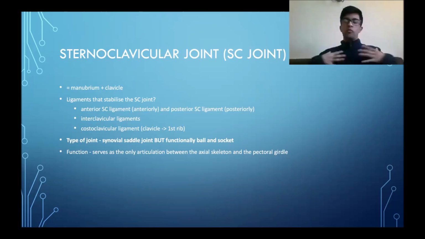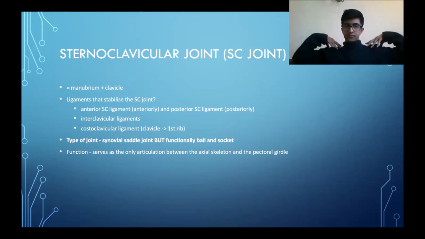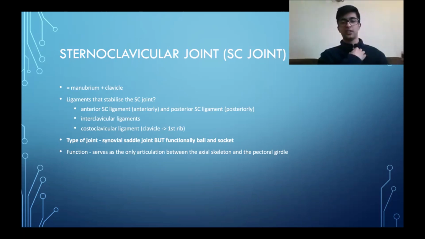So you have the pectoral girdle bone, and then you have the axial skeleton, which is the main central portion of your skeleton. And this sternoclavicular joint, which makes sense, connects this part of your skeleton and the pectoral girdle. It's all connected by this one joint, and it's the only articulation. So if they ask you what connects the axial skeleton to the pectoral girdle, you're going to say sternoclavicular joint. Okay, next slide, please.